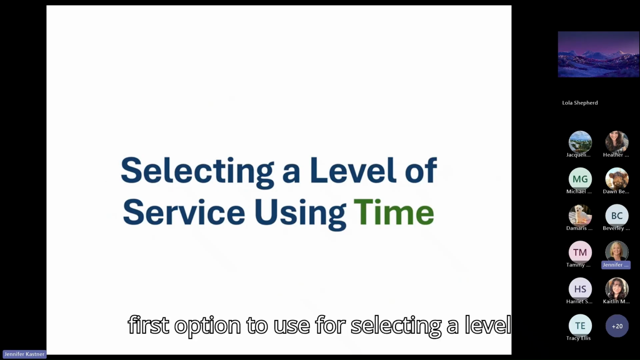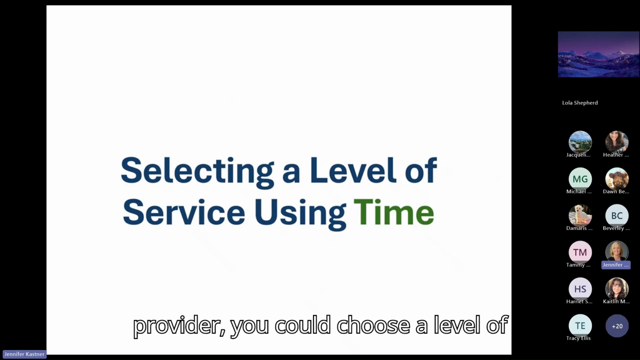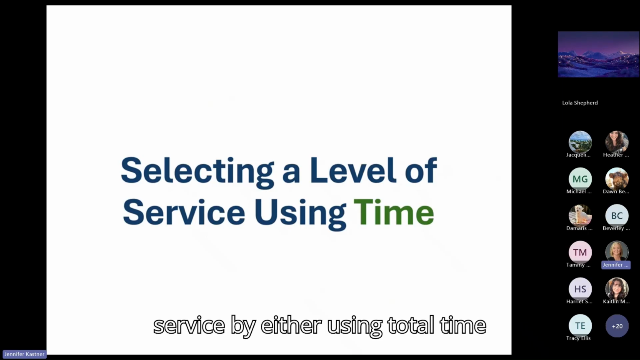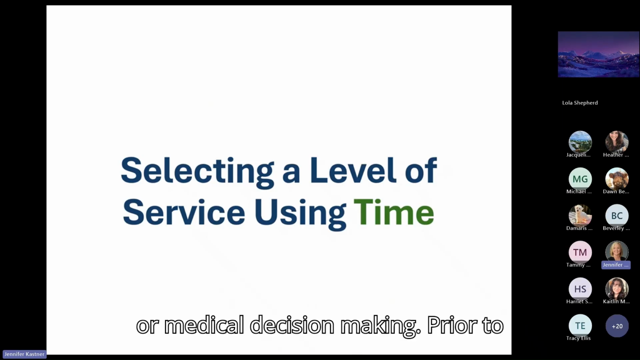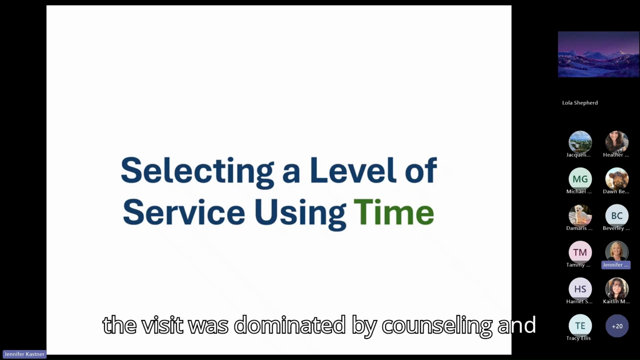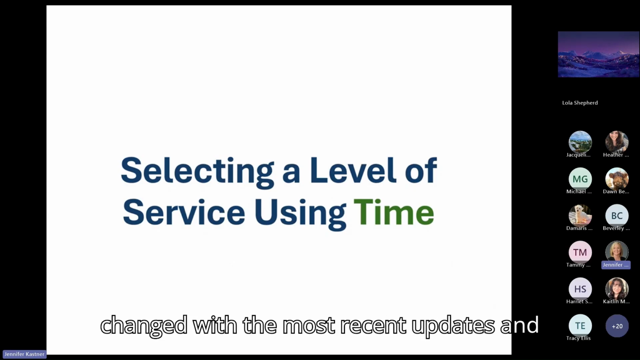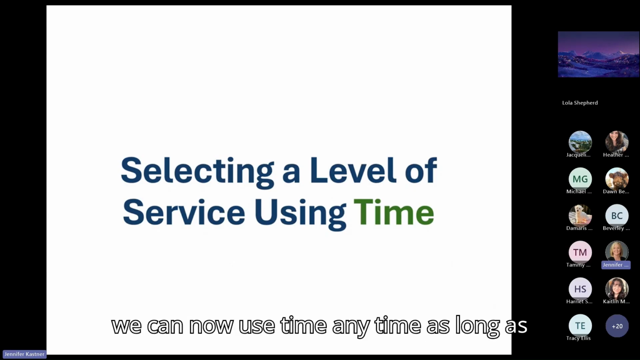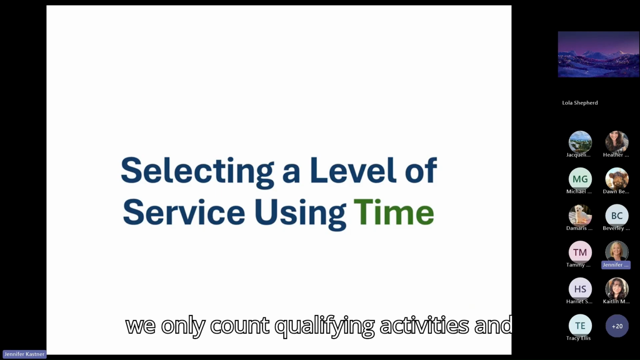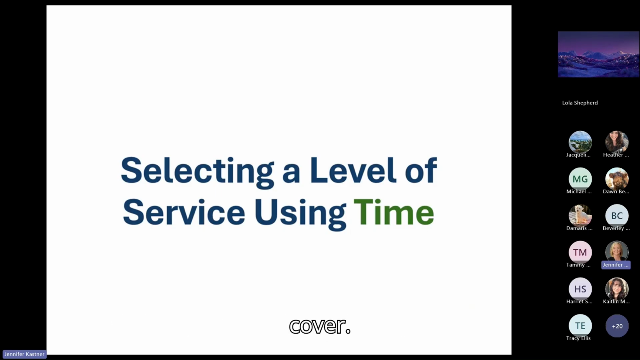Our first option for selecting a level of service is by using time. So as a provider, you could choose a level of service by using either total time or medical decision-making. Prior to 2021, we were only able to use time if the visit was dominated by counseling and/or coordination of care. This has changed with the most recent updates, and we can now use time anytime as long as we only count qualifying activities and follow the guidelines, which I'm about to cover.